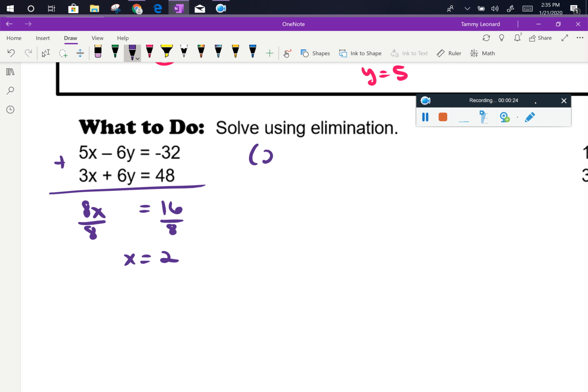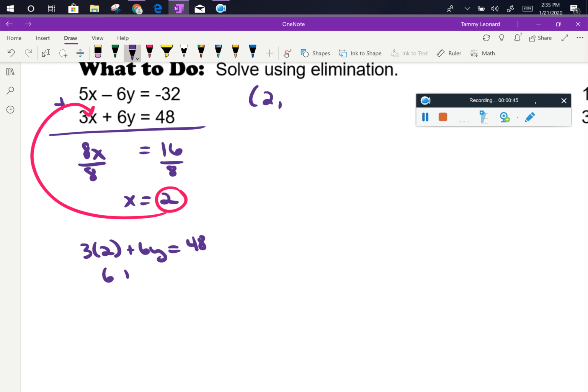So if we're thinking about the ordered pair where the two lines meet, we know it's going to start with a 2, but we don't know what it ends with. So we need to take that 2 and substitute it in for x in one of the original equations. I'm going to choose this one because it doesn't have any negative signs. So when I do that, I have 3 times 2 plus 6y is equal to 48.